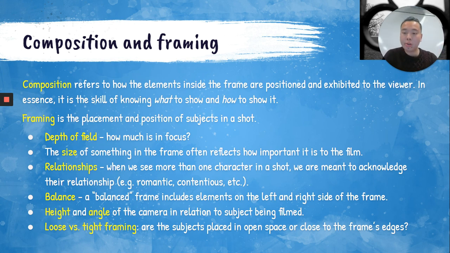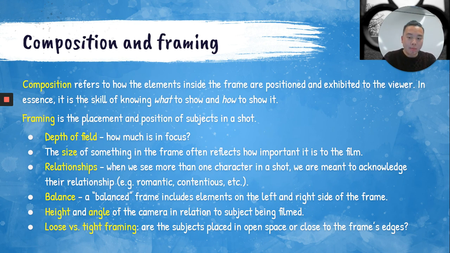So you'll need to know the next 6 factors when analyzing composition and framing. So depth of field, how much of an image is in focus? Size, so the size of something in a frame or in a still often reflects how important it is to the film. Relationships as well, so when we see more than one character in a shot, we are meant to acknowledge their relationship. Now, they might be quite close, they might be intimate, they might be romantic partners, but their relationship could also be quite contentious. They might be mortal enemies.